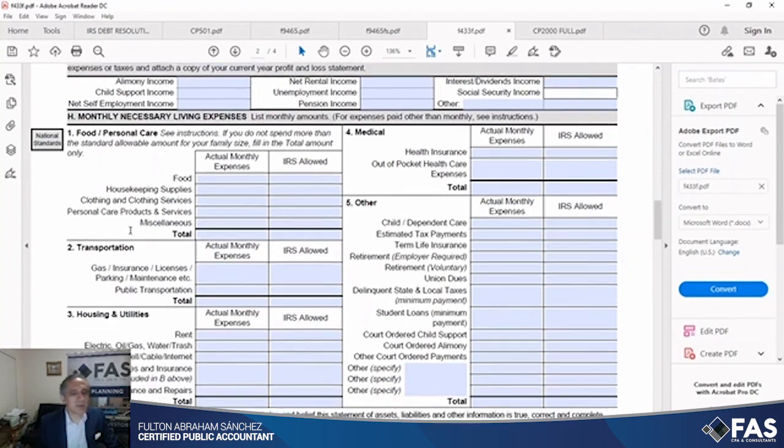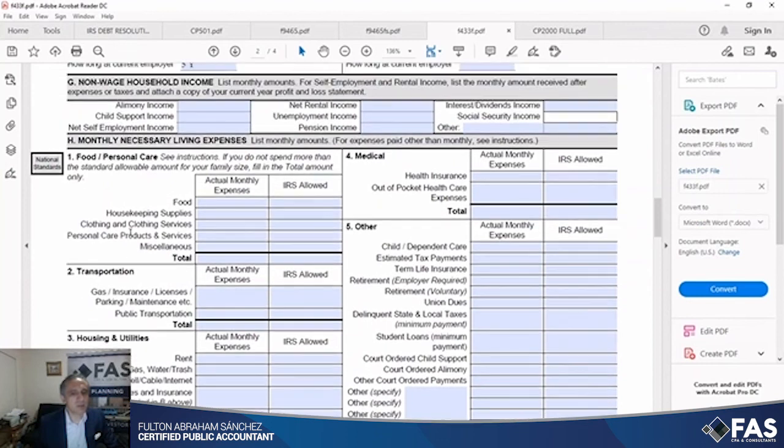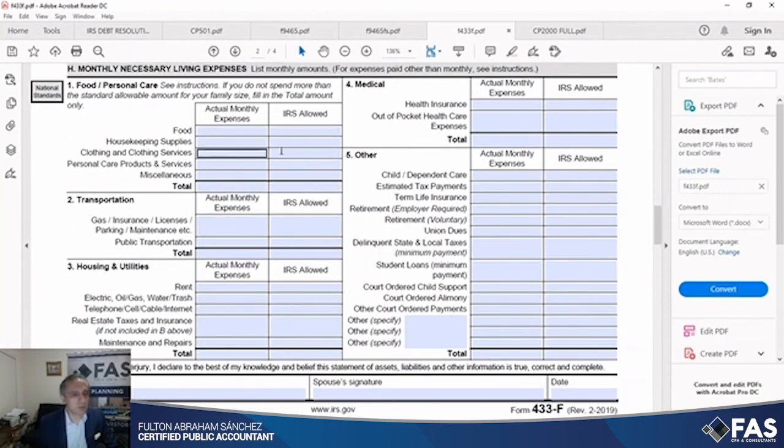Food, personal care. This is the standard that the IRS will require. This is the standard that we were talking about before. So, for example, in food, I'm going to say one person 250 a month. 250, over the month. I'm going to say 300 a month. Housekeeping supplies, nothing.